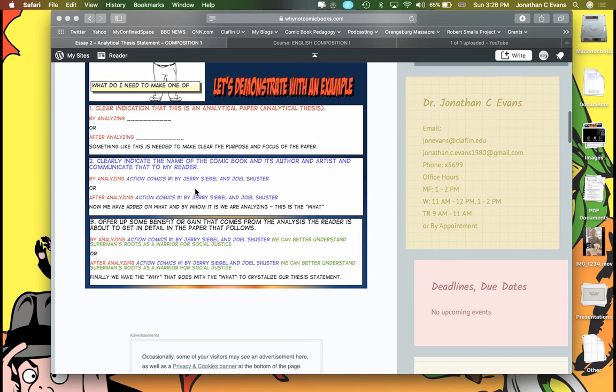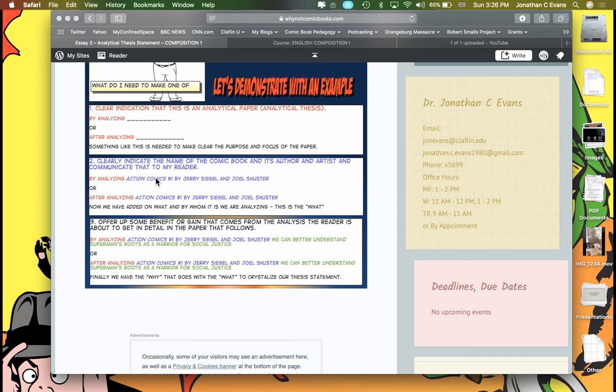Now beneath there, I've added on. So I have that in red. Now in blue, I'm going to add on to this the name of the comic book and its author and artist. You need to have this because, again, imagine the thesis statement, even though it belongs at the end of your introduction paragraph, should be able to stand alone and still make sense. So here I've added by analyzing Action Comics #1 by Jerry Siegel and Joe Shuster.